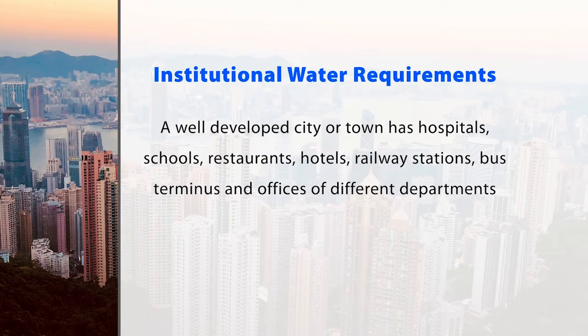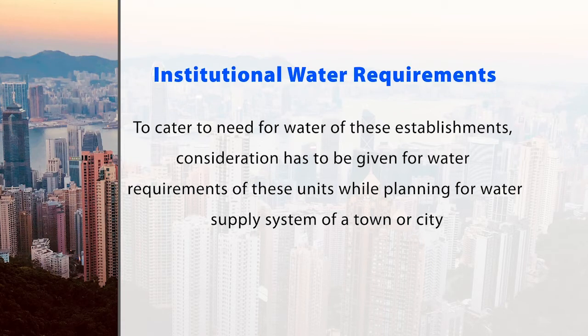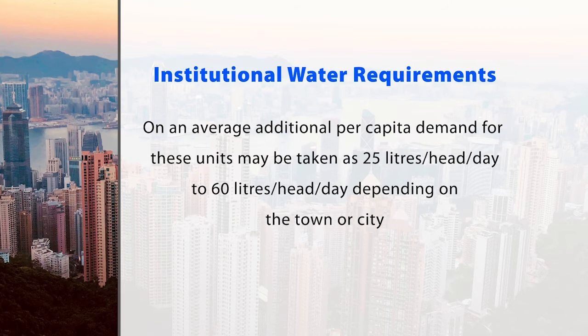Institutional water requirement. A well-developed city or town has hospitals, schools, restaurants, hotels, railway stations, bus terminus, and offices of different departments. To cater to the water needs of these establishments, consideration has to be given to the water requirement of these units while planning the water supply system of a town or city. On average, the additional per capita demand for these units may be taken as 25 liters per head per day, or 25 to 60 liters per capita per day, depending on the town or city.